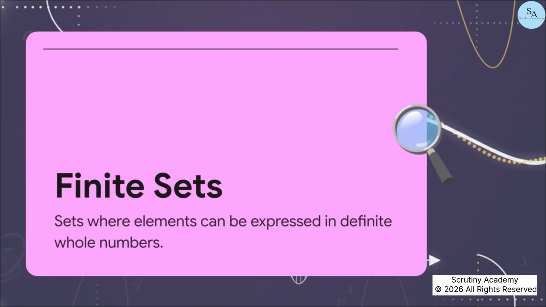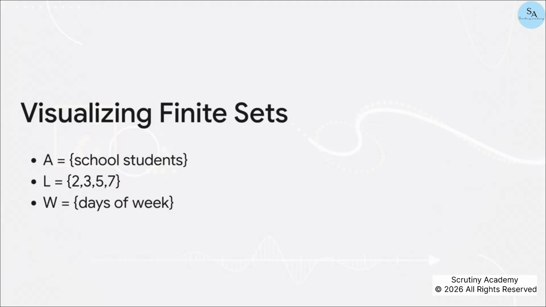So, the official definition of a finite set is a set where you can express the number of elements in definite whole numbers. But let's simplify that. Think of it like a guest list for a party. If you can count the items on that list, say 1, 2, 3, 4, and you definitely reach an end and stop, it's finite. There is a clear last item, and the total is a neat whole number. Simple as that. Let's look at how we can visualize this concept using the examples right from the text.